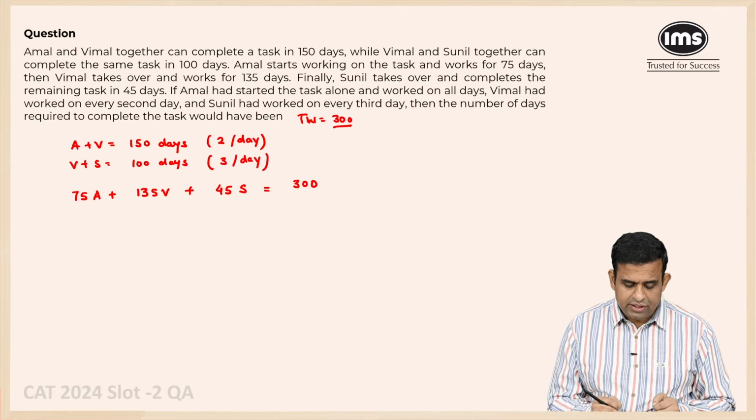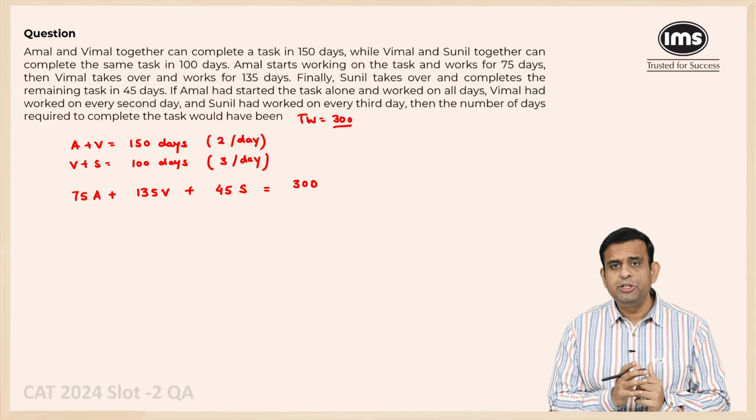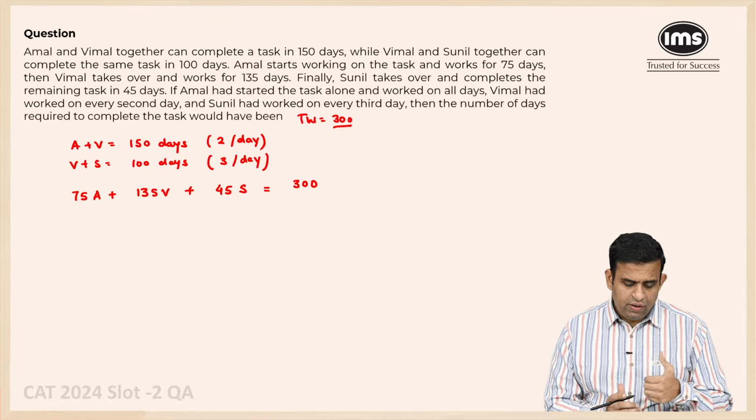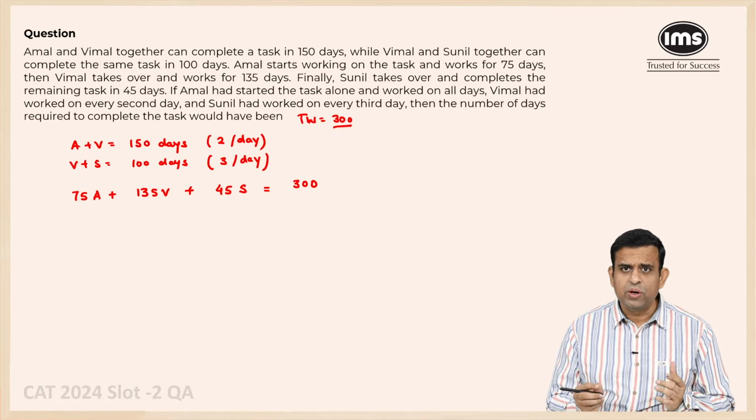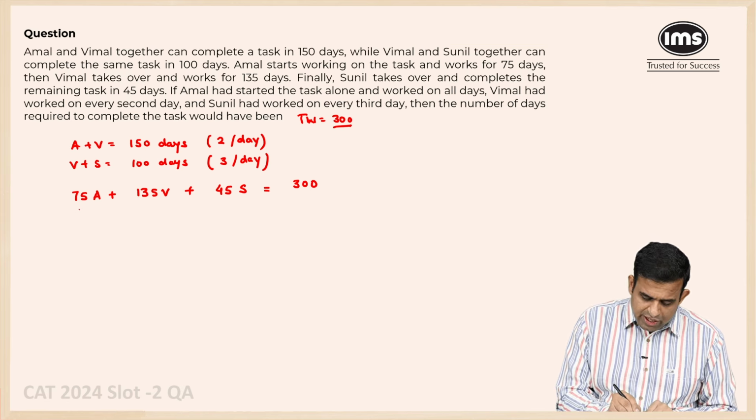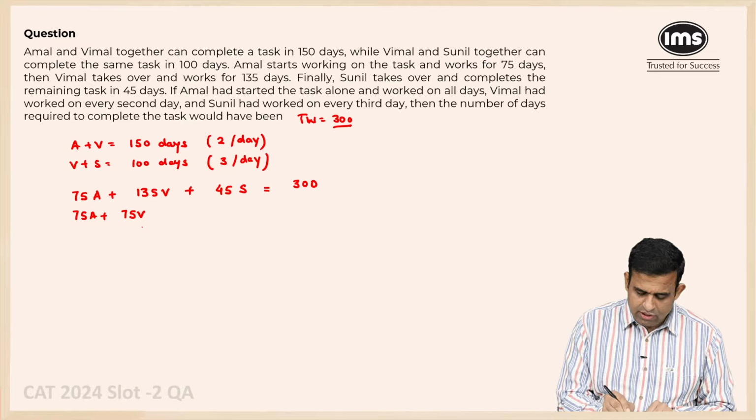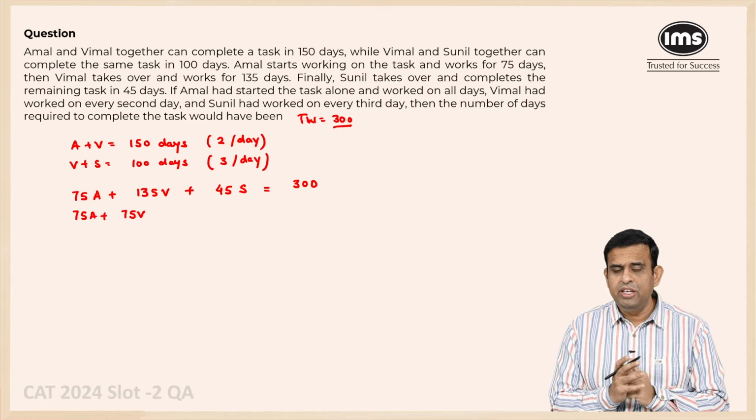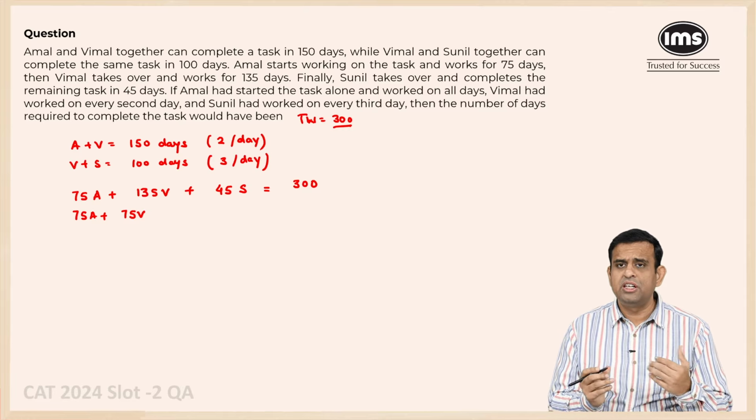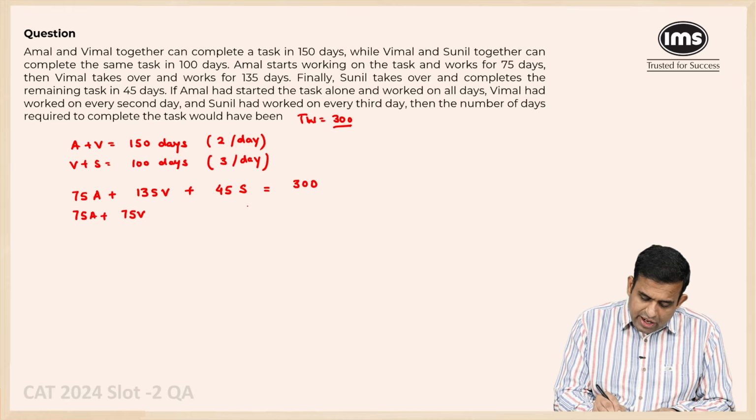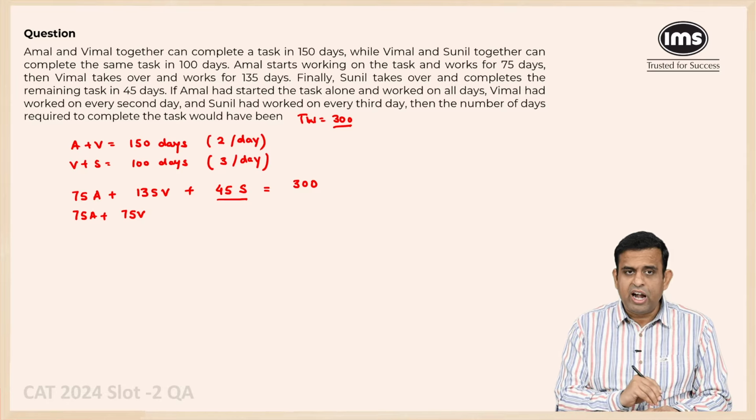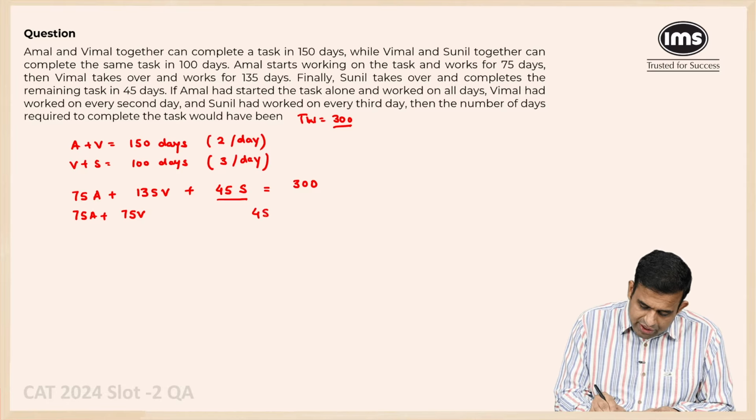Now please understand one thing, that the Amal and Vimal efficiency together is known to me as 2 per day. Vimal and Sunil efficiency together is known to me as 3 per day. So we can combine this. So I can do this 75A plus 75V. I can say A plus V in one day does 2 per day. So in 75 days, they are going to do nothing but 150 units. Then Sunil's work has also been combined with Vimal. So I can do this 45V plus 45S.